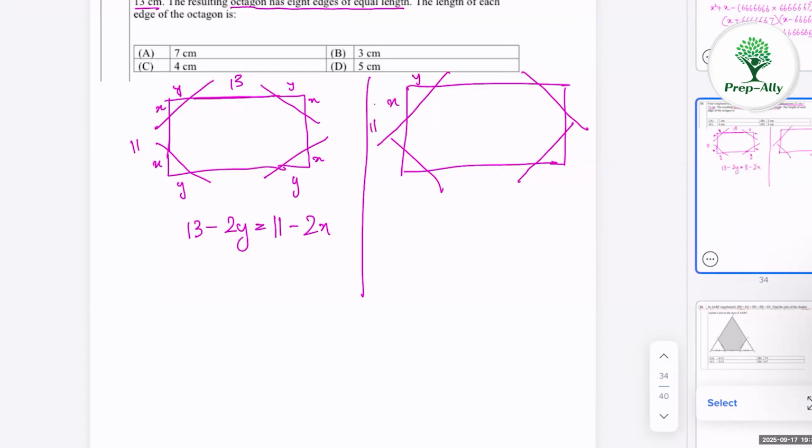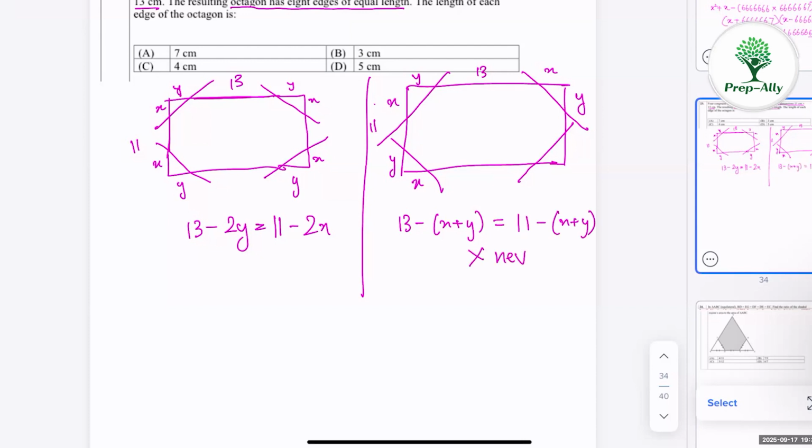So if this is xy, this is 13 and this is xy, like this. So here what will we get? Here we'll get 13 minus x plus y equals 11 minus x plus y, which is never possible, right? So we won't be considering this case.